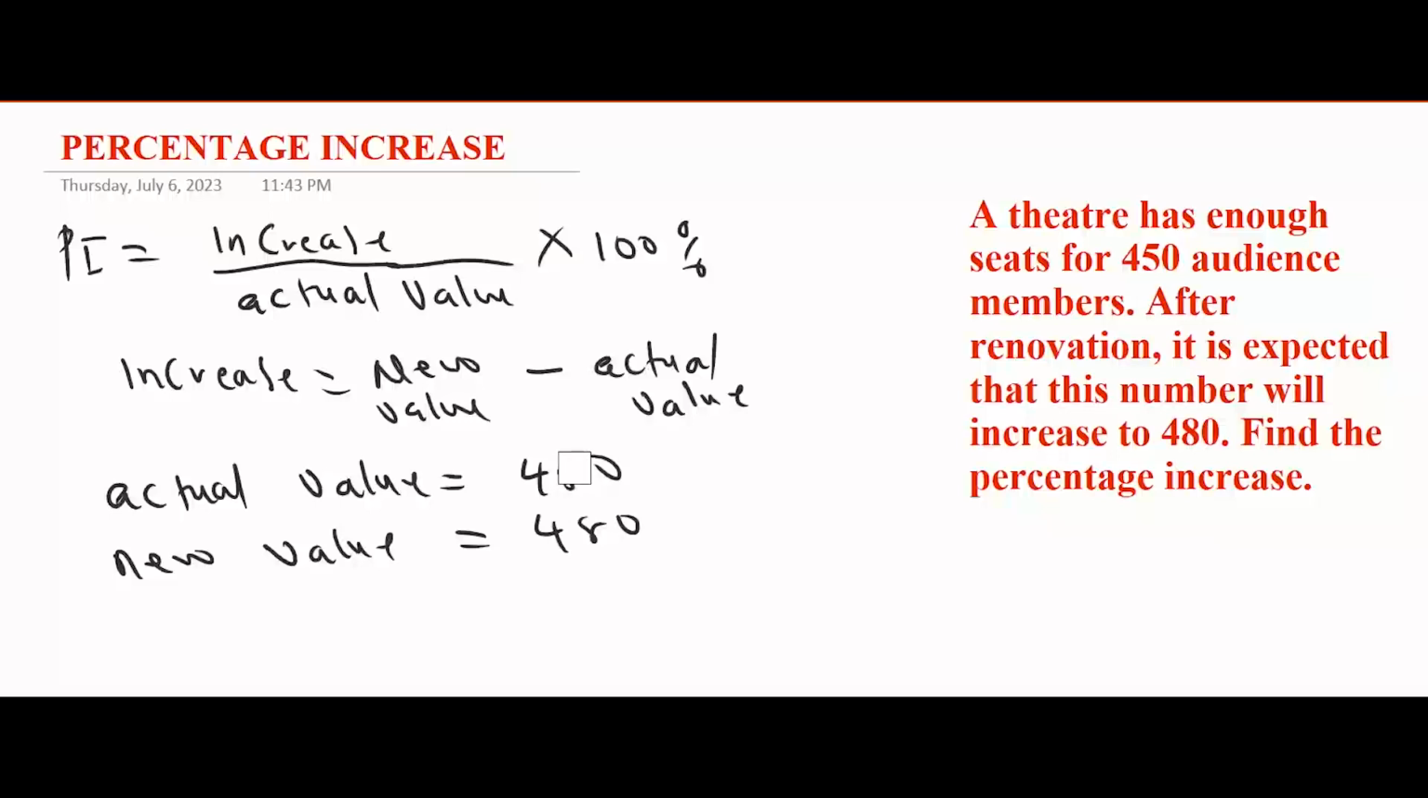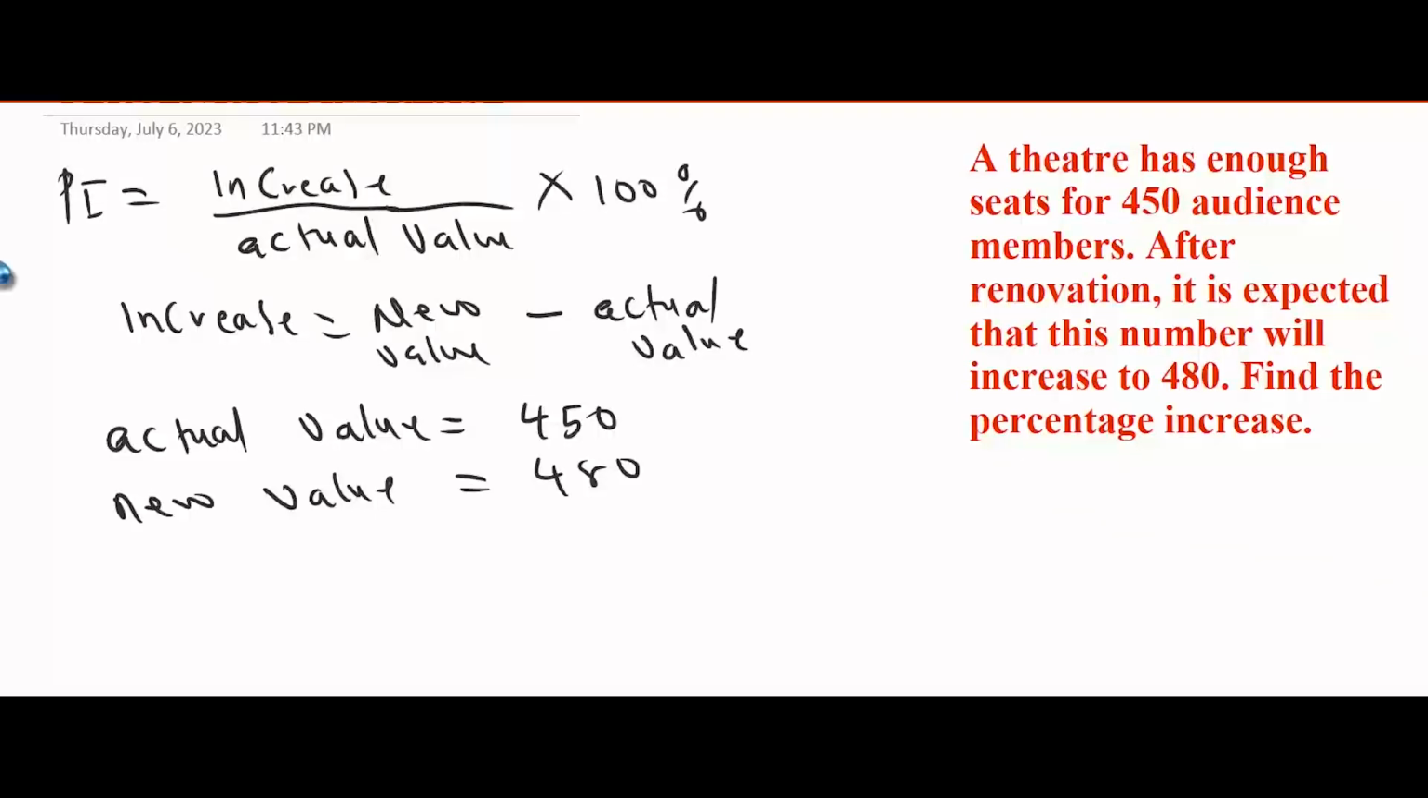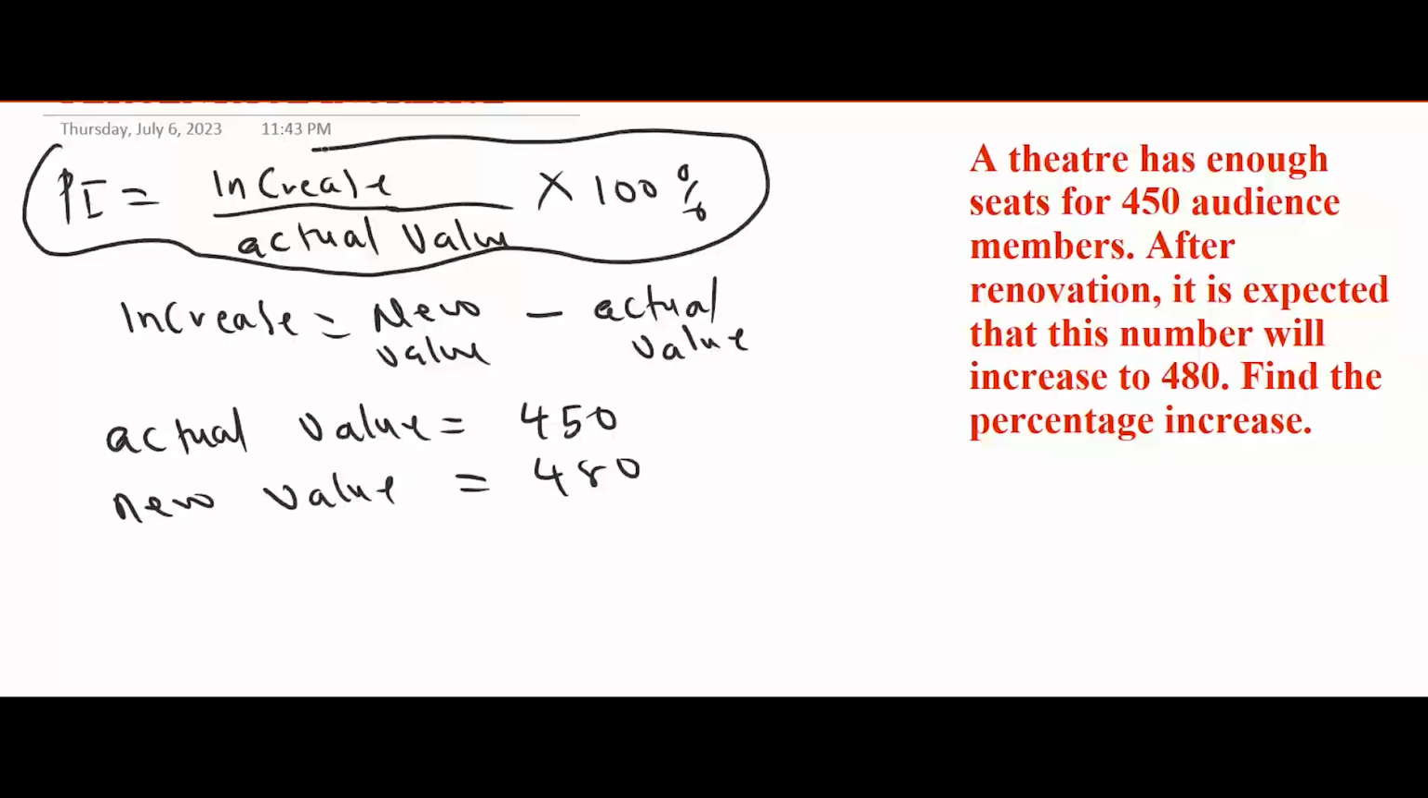Okay, so the first one is 450. Let me write it again. So now we need to find the percentage increase. To do this, we make use of this formula here. So what we need to do is to firstly find the increase.